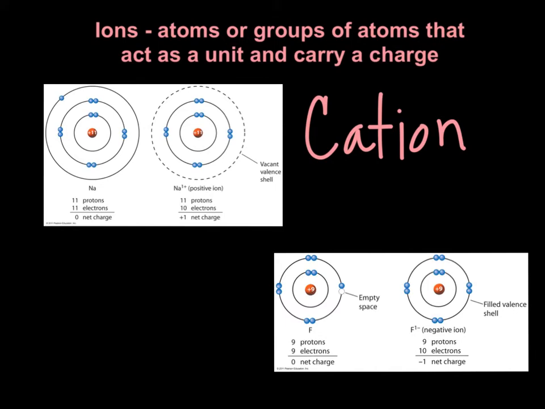So here we see where sodium as an atom has 11 protons and 11 electrons, giving it a net charge of 0. What happens is that the lone electron in this outer shell, this electron right here, is going to go away. And notice in our new picture that that shell is now vacant. There are no electrons in this outer energy level. So we have 11 protons and 10 electrons, giving that ion a net charge of +1.